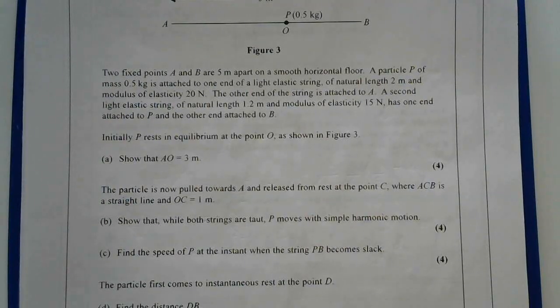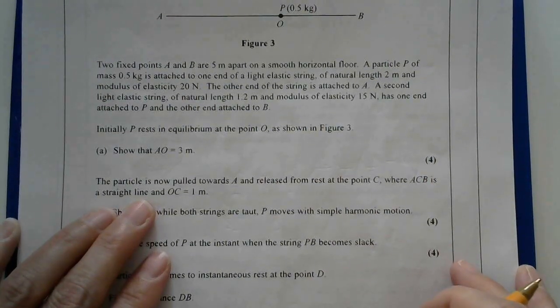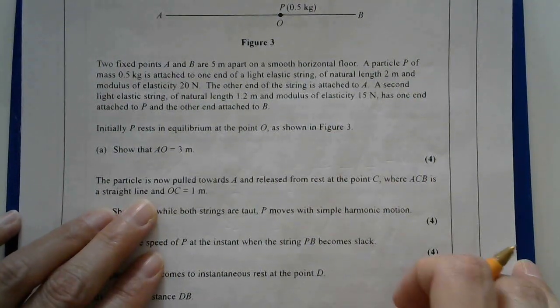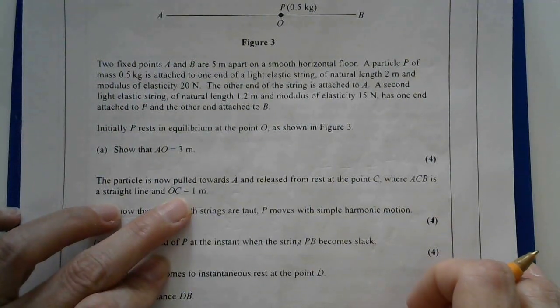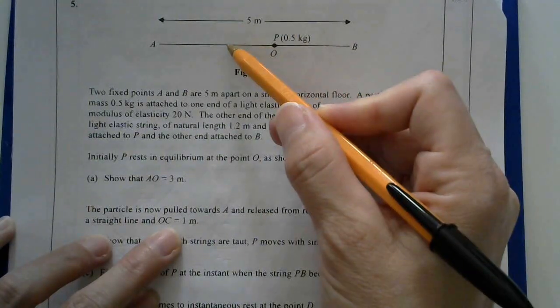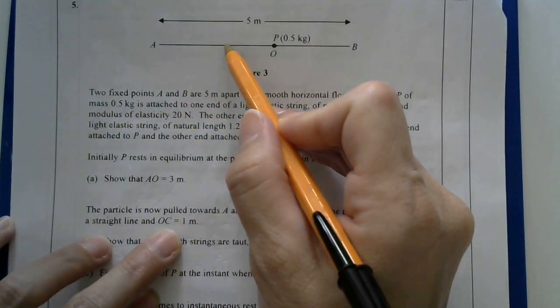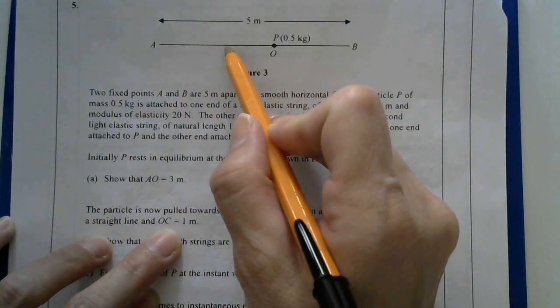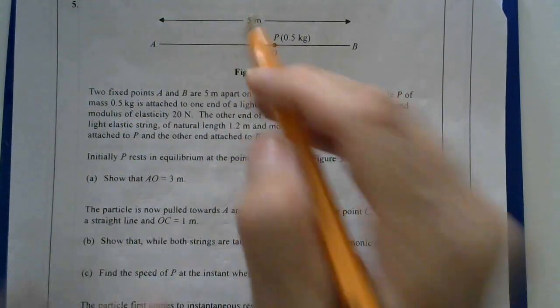Part B. So now it says the particle is pulled towards A and released from rest at point C, where ACB is in a straight line and OC is 1 meter. So basically this is pulled 1 meter this way. At that point this string is not stretched because it's just its natural length, 2 meters, and this part of the string will be stretched.